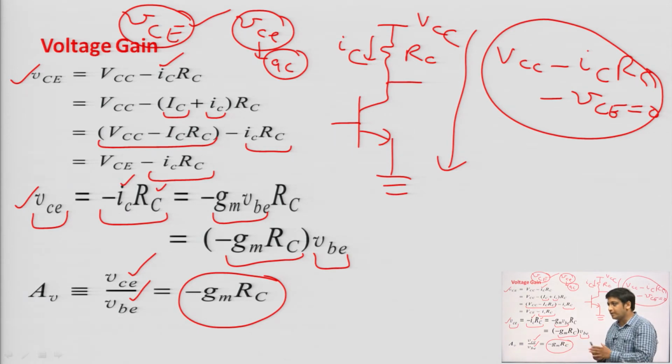So, the common emitter amplifier is the inverting amplifier, and this minus sign represents that the output is 180 degrees out of phase with the input, fine. So, this is the voltage gain calculation, and this is an important relation: minus Gm into RC.